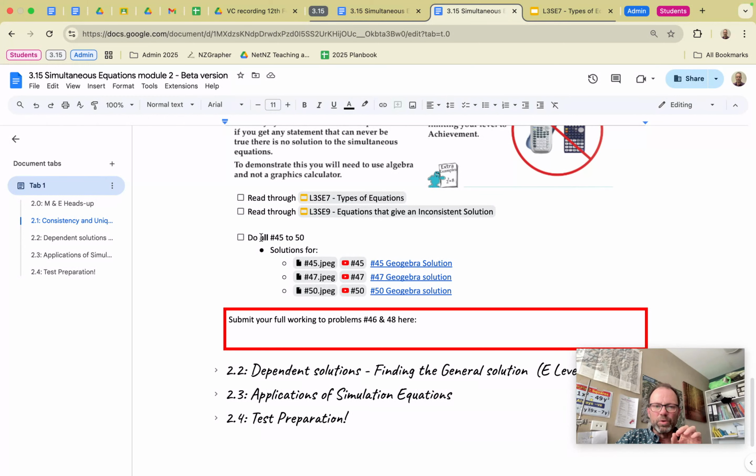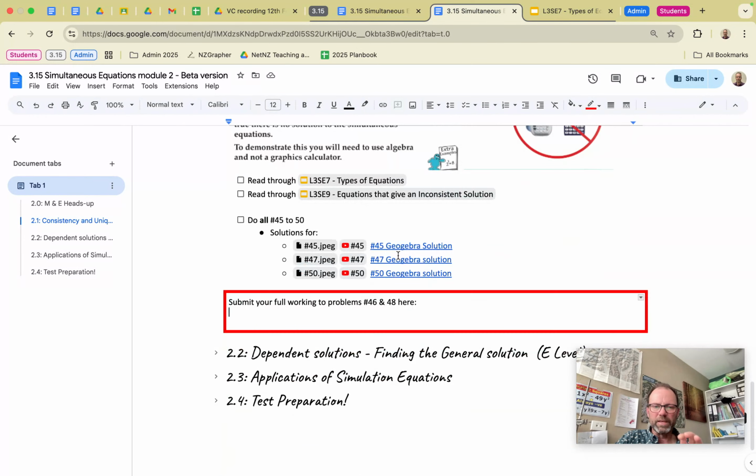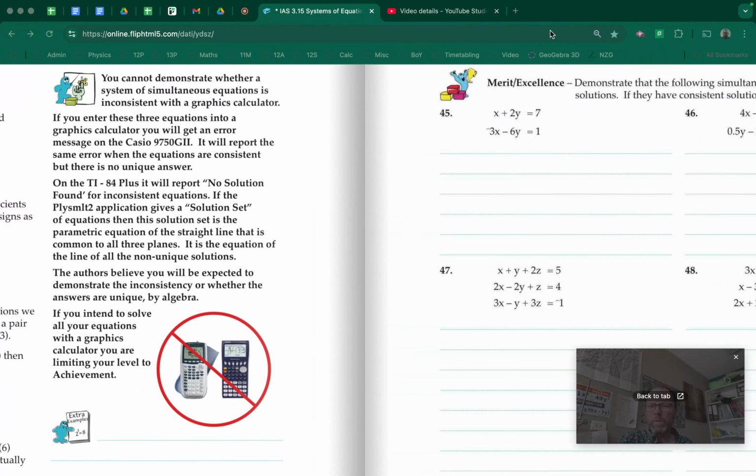And lastly, you should do all 45 to 50. And I've got here 3 problems. And don't forget, the new regime now is the red boxes. I would like you to have a good honest attempt at 46 and 48 and insert the image of that in that page there. And I can look at it and straight away get a feel if you're coping with the content. Hope this helps. We will be talking about this. In fact, I may even do an example in front of you in the VC session next Wednesday. Alrighty.